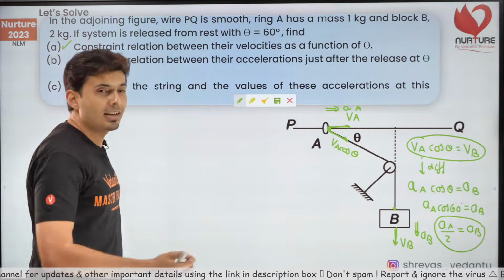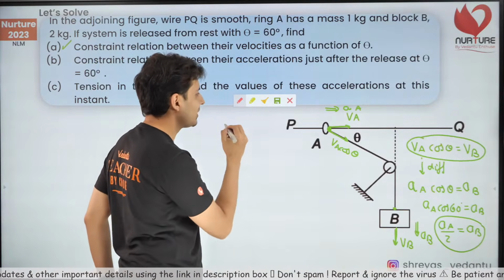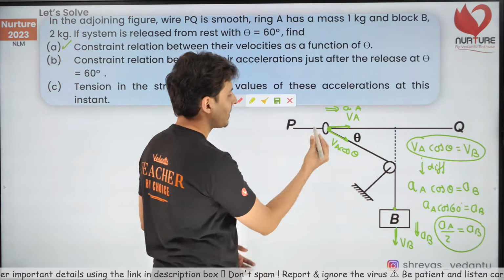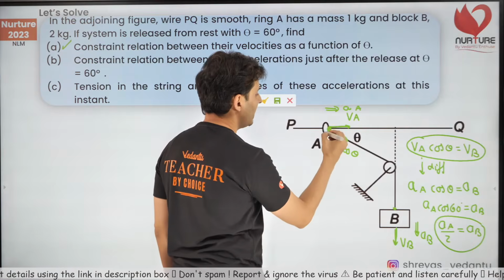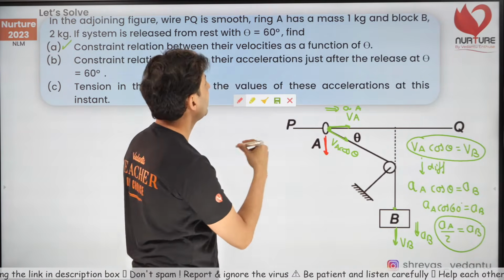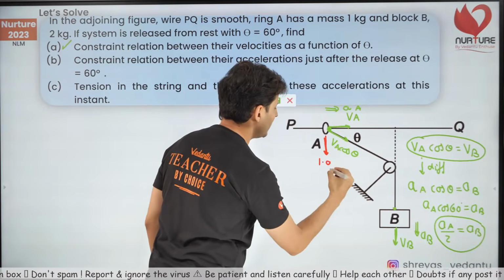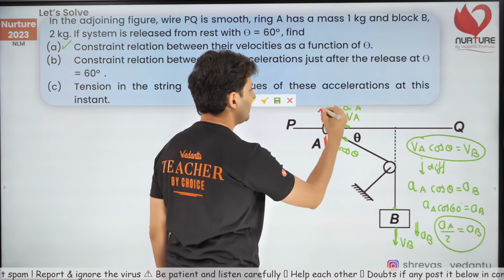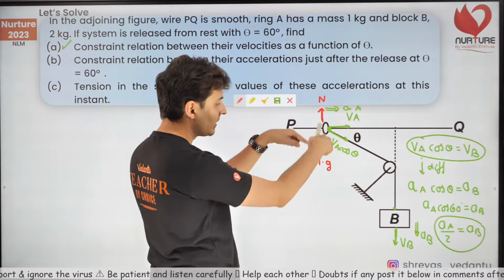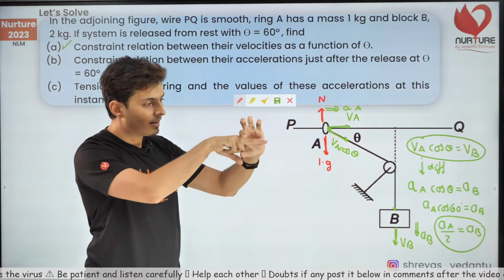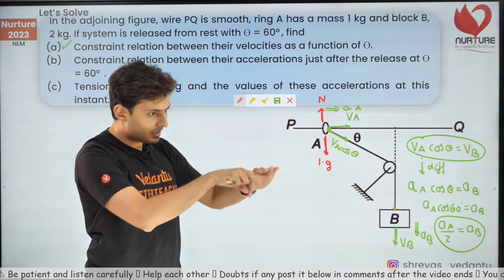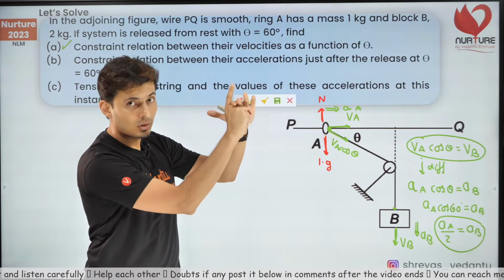Okay, how do I do that? Use Newton's laws. That's what I have been teaching you. Draw the free body diagram. Okay, very simple. The ring A has a mass of 1 kg, so this is 1 g here. There will be a normal force because it is resting on a slider. That's a ring, right? And it can slide over it. So it's resting on it, so there will be a normal force on the top.